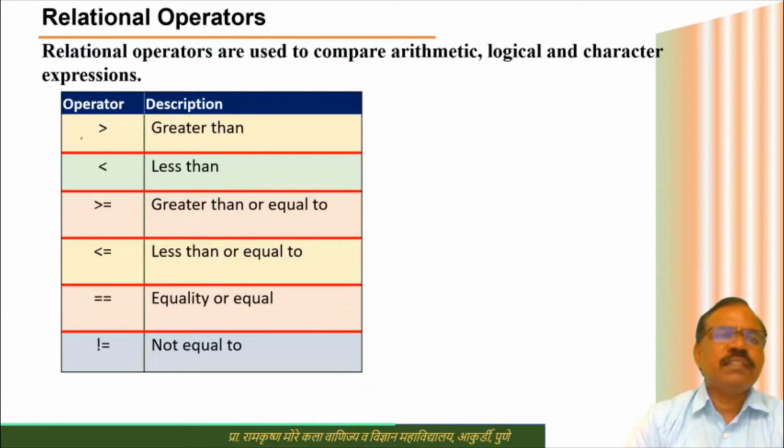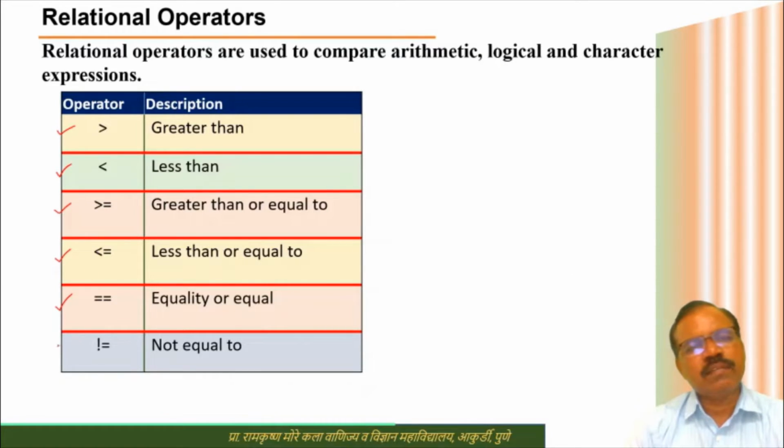In C language, the first relational operator is greater than. Next one is less than. Next one is greater than or equal to. Then less than or equal to. Equal, this is called the equality operator. And not equal to. So using a combination of characters, 6 operators are formed, and these operators are used to compare expressions.